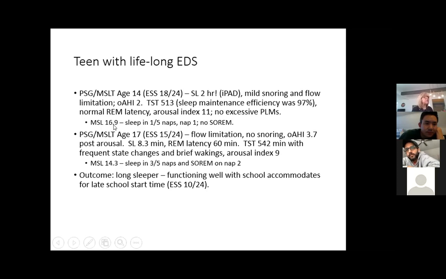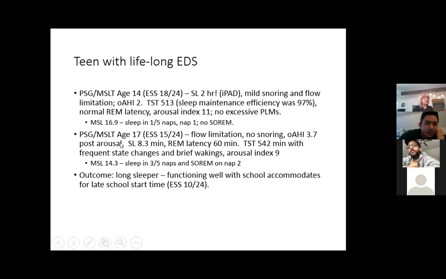His mean sleep latency was 17 minutes. He slept in one nap, which was nap 1, had no SORMs. So I didn't know what to do with him. But I couldn't diagnose him with a central hypersomnolence disorder.